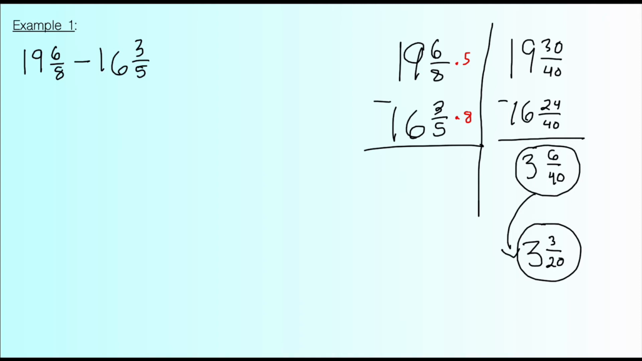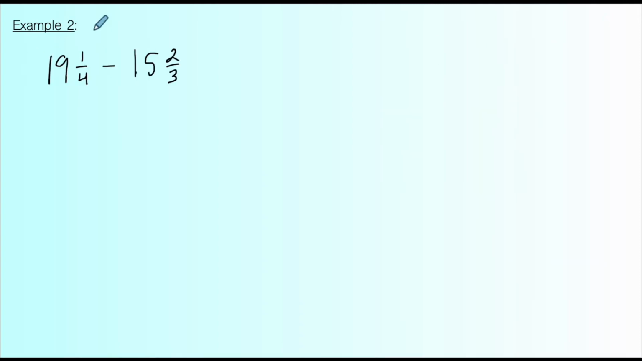Cool. I want to do another subtraction example because sometimes the subtraction doesn't work so well. If you remember, sometimes you have to borrow. This will be one of those examples. I've got 19 1/4 minus 15 2/3. So the first thing I need to do is come up with common denominators. For this first fraction, I'm going to multiply everything by 3, and this one I'm going to multiply everything by 4. And I'm going to rewrite on the right side of my screen.